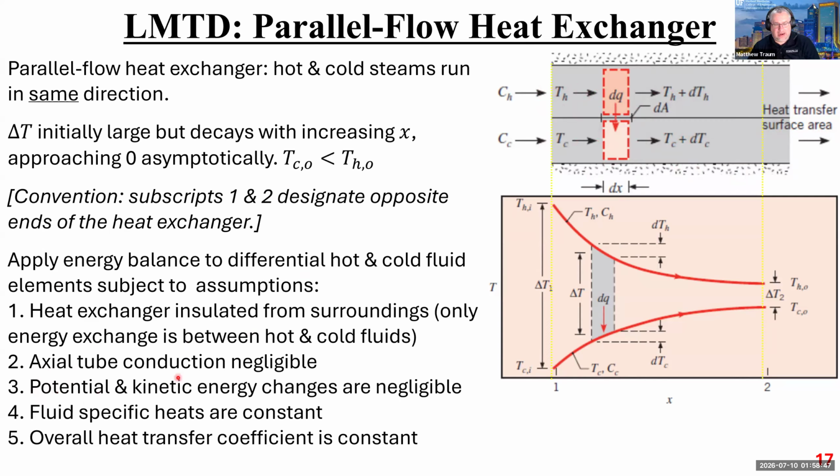Third is that potential and kinetic energy changes are negligible. We have flowing fluid. The chances of it going up a hill or down a hill or increasing or decreasing in velocity are non-zero. And so we want to put this assumption in there to make sure that you're not dragging around extra kinetic energy and potential energy terms that you ultimately don't need. We're going to imagine that specific heats are constant for both fluids throughout the process unless told otherwise. And we're going to assume that U, which is the overall heat transfer coefficient, is constant, regardless of what's going on in the heat exchanger, whether local temperatures are going up or down.